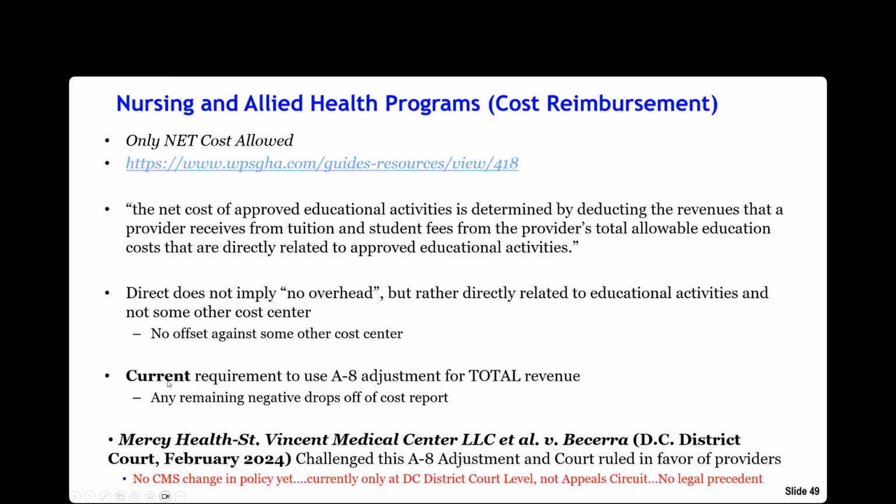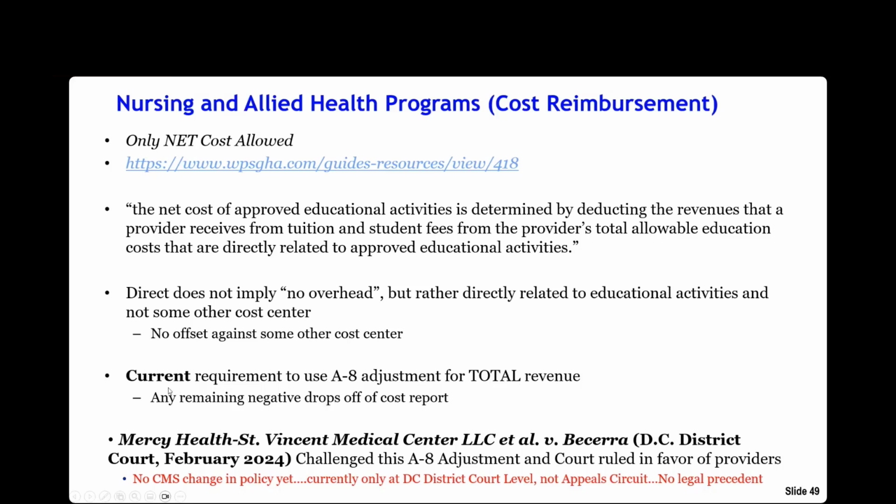The requirement that CMS has is that we use A8 to make that adjustment to carve out the total revenue, the tuition, for example. And again, that is the total revenue, even if it's beyond the cost that you've reported for that program, which isn't all that likely, but it happens. If there is a remaining negative amount, it just drops off the cost report. That revenue doesn't offset something else. It just drops off the cost report.